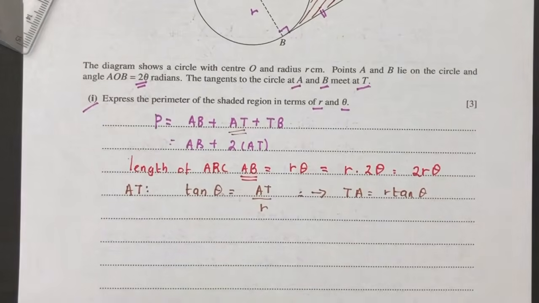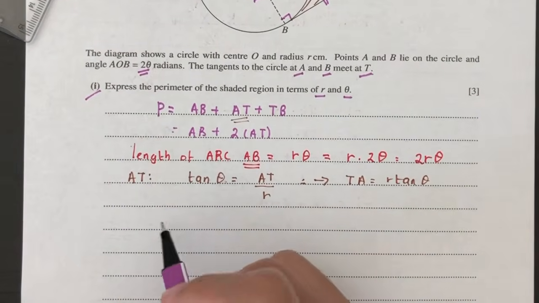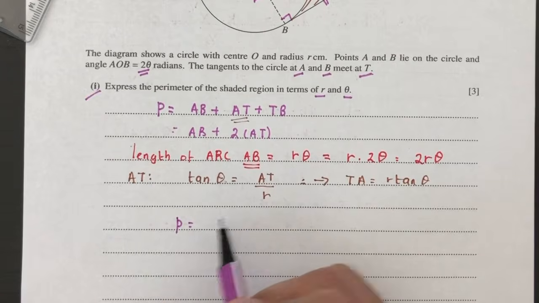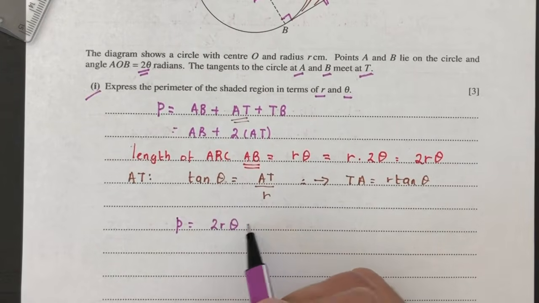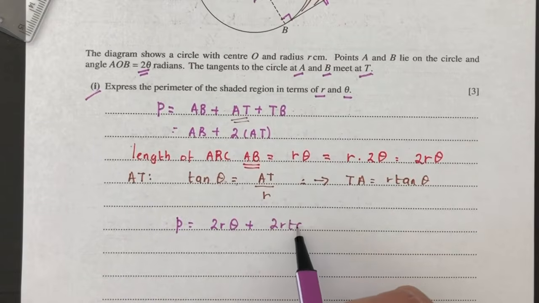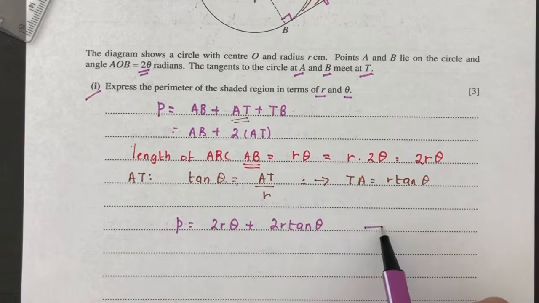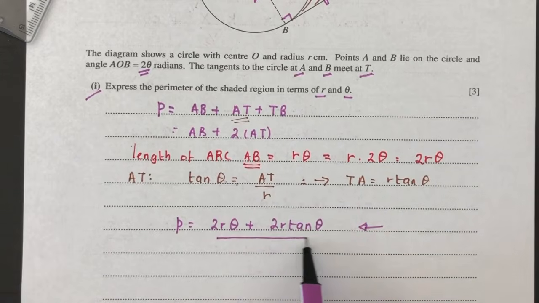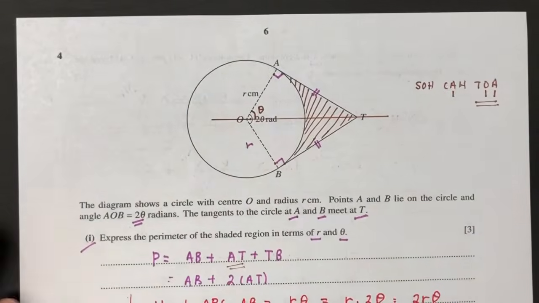So finally, replace back in the main equation. The perimeter is equal to AB, which is 2r theta, plus 2 times AT, so 2 times r tan theta. So this will be your perimeter in terms of r and theta for this diagram.